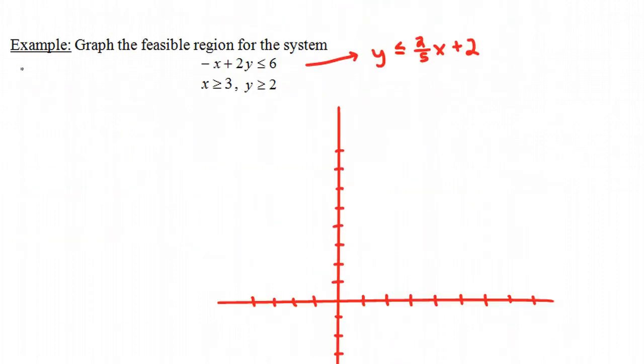Okay, let's do one more. Graph the feasible region for this system. Negative x plus 2y is less than or equal to 6, and also x greater than or equal to 3, and y greater than or equal to 2.